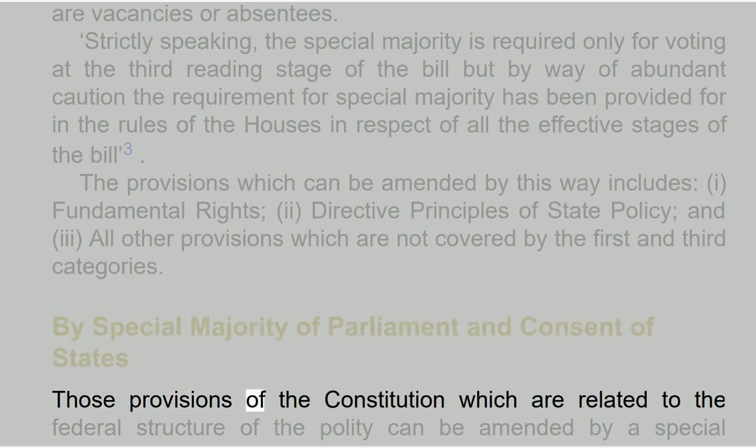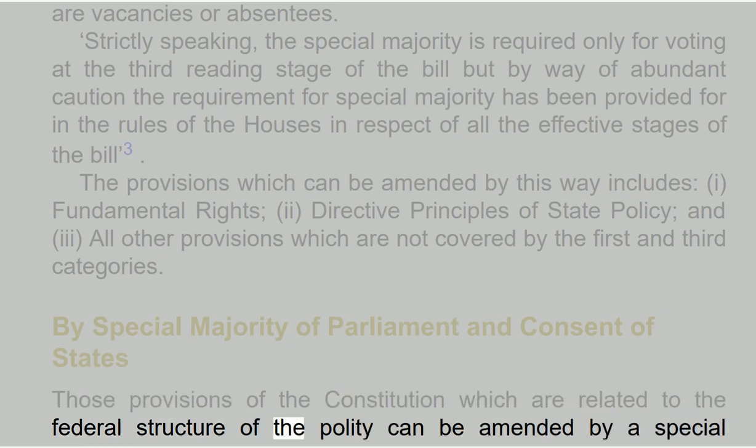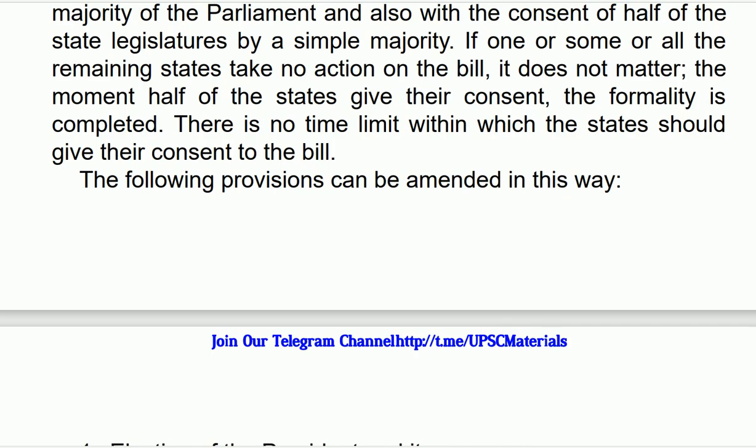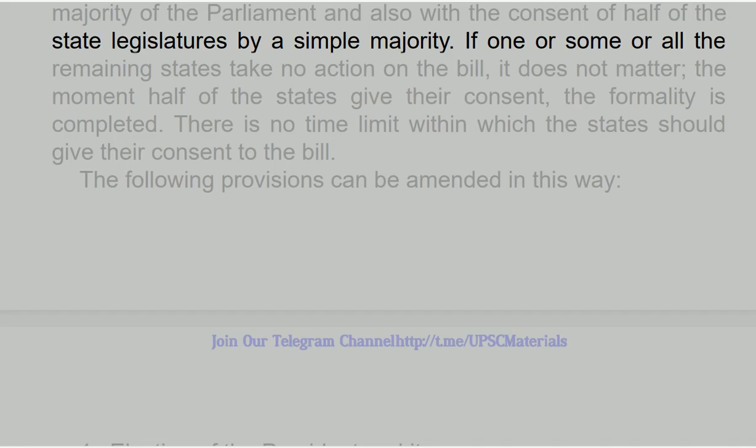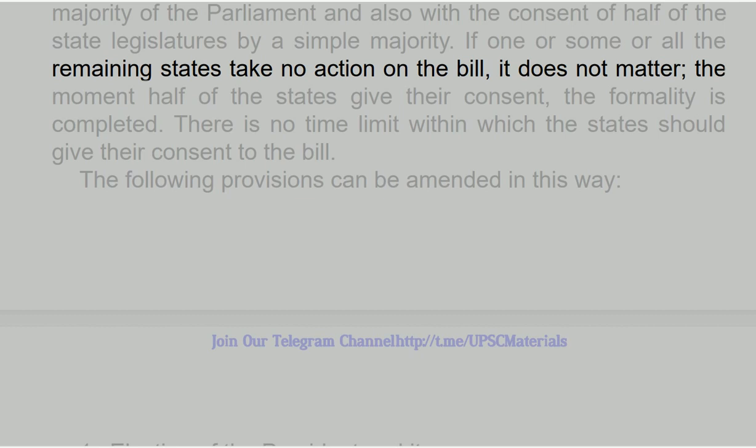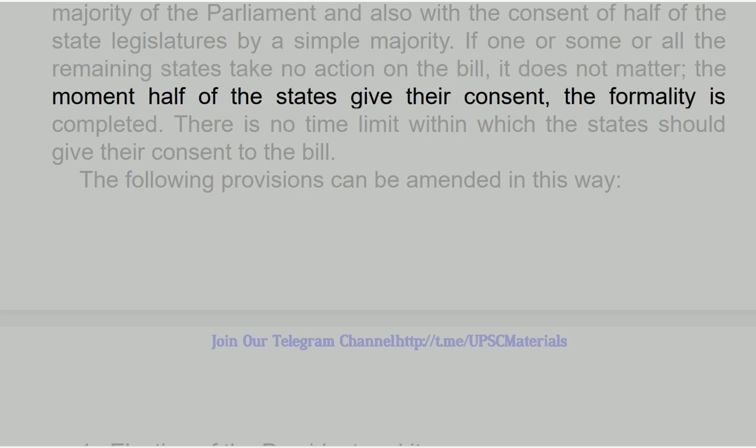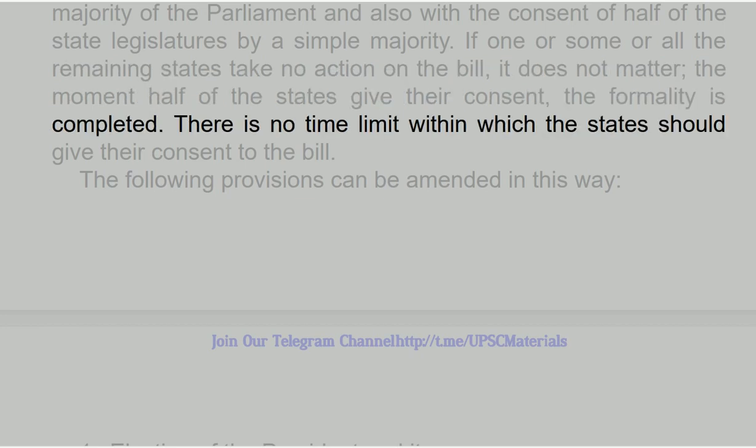Those provisions of the Constitution which are related to the federal structure of the polity can be amended by a special majority of the Parliament and also with the consent of half of the state legislatures by a simple majority. If one or some or all the remaining states take no action on the bill, it does not matter. The moment half of the states give their consent, the formality is completed. There is no time limit within which the states should give their consent to the bill.